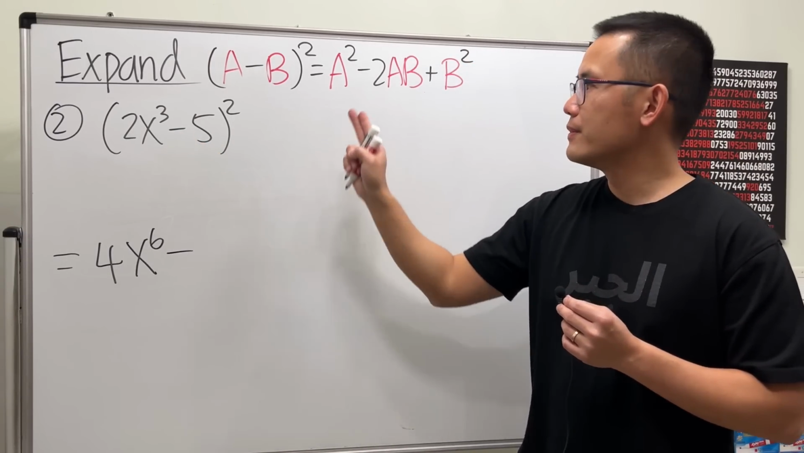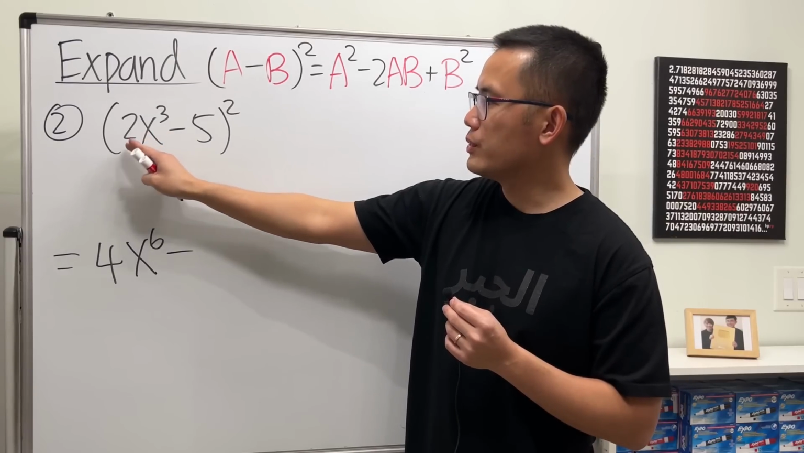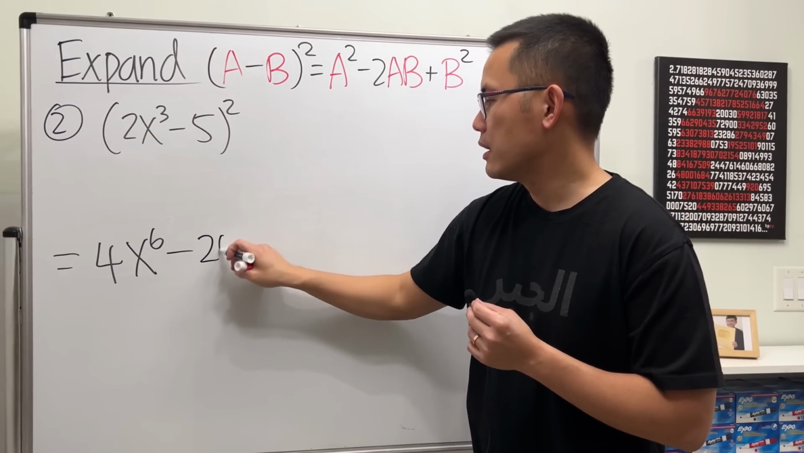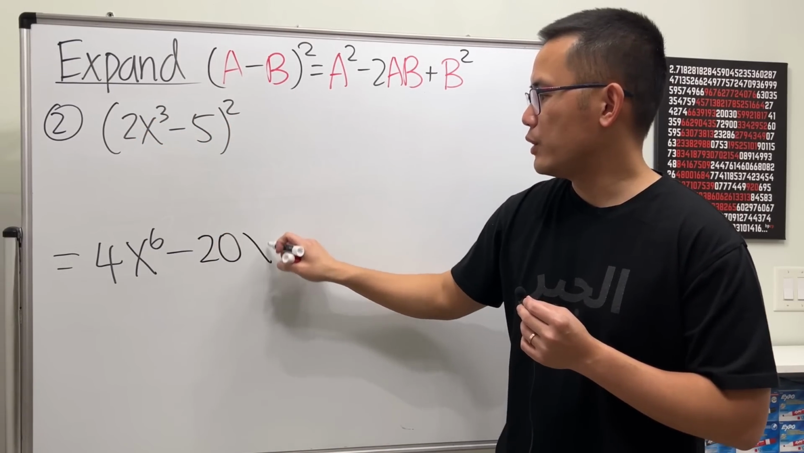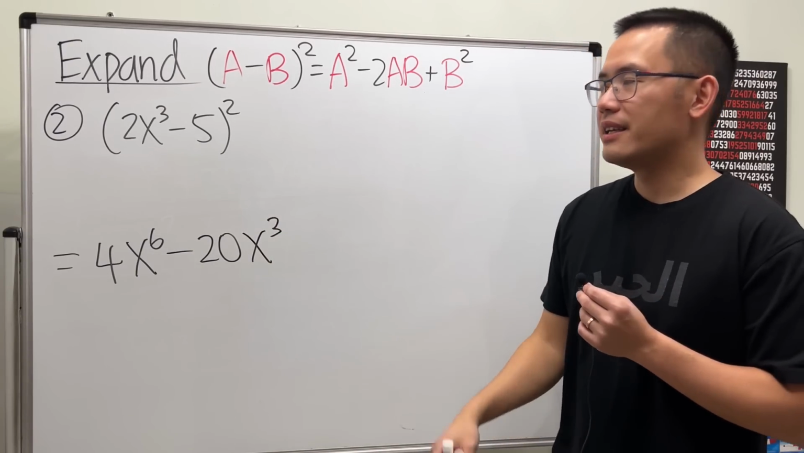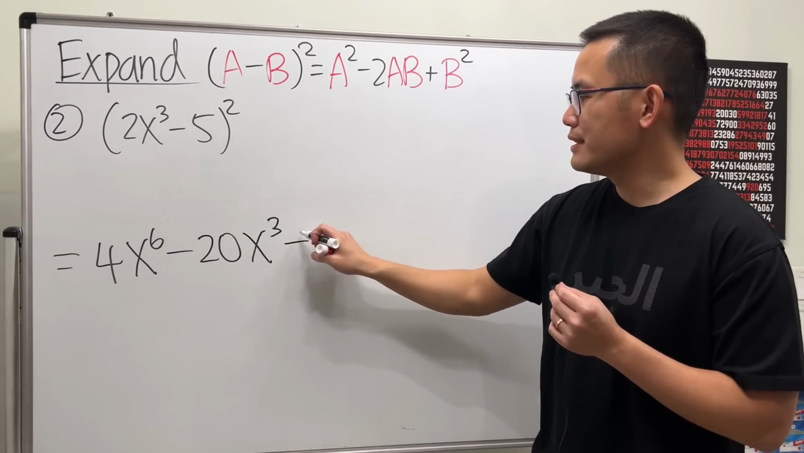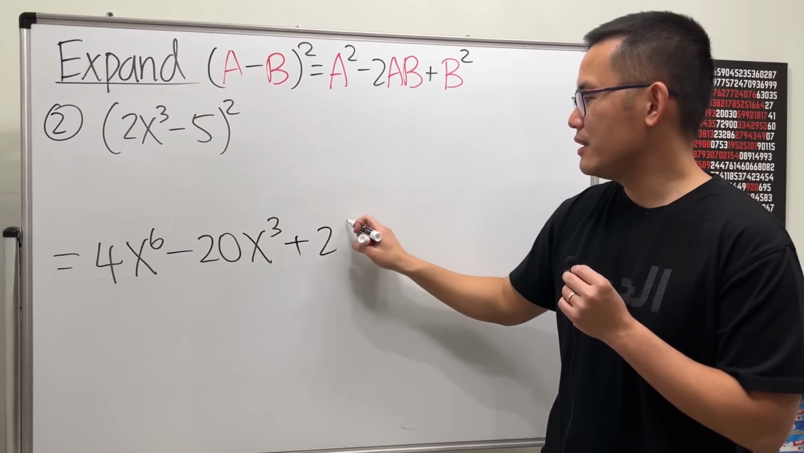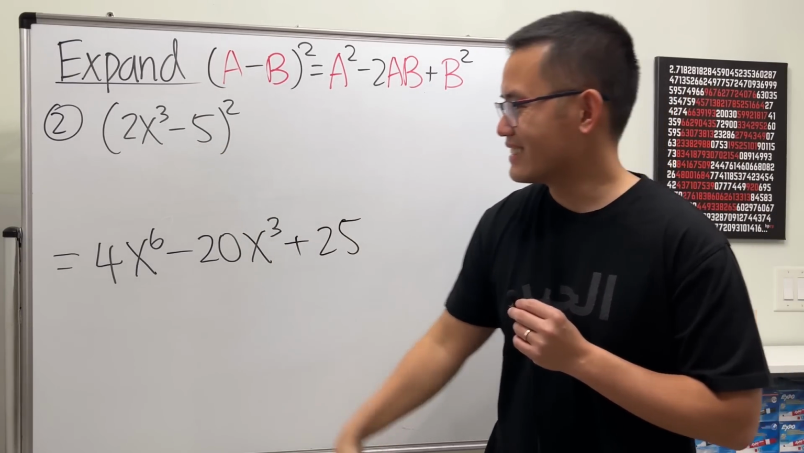Take 2 from here. 2 times this 2 is 4. And then 4 times this 5 is 20. And then remember, we still have the variable part. And then continue. The last term is plus. And then take 5. Square that, which is 25. Just like this.